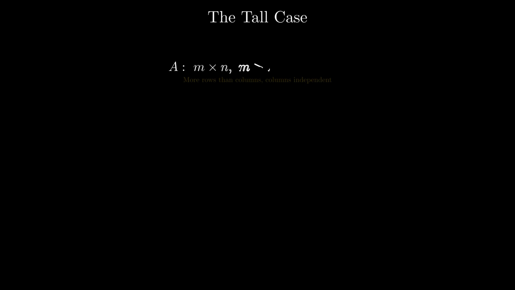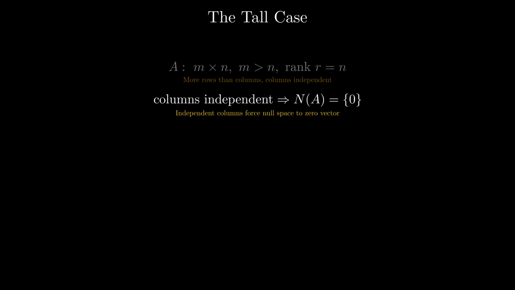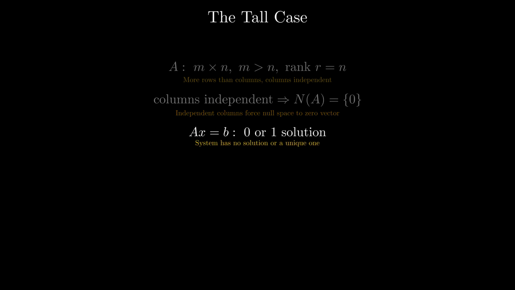Let's start with the tall case. Matrix A has m rows and n columns with m greater than n, and it has full column rank, R equals n. Because the columns are independent, the null space contains only the zero vector. That means the equation Ax equals b has either zero solutions or exactly one solution. Now here's the crucial fact.